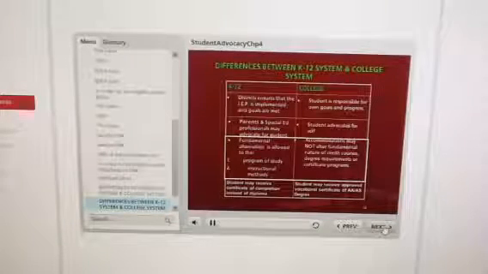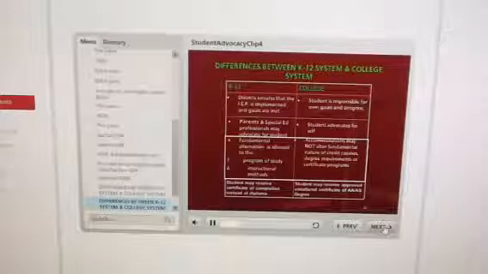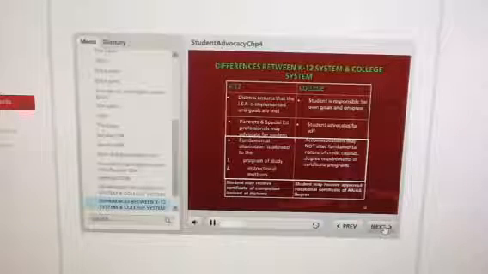Here are some more differences between the K-12 system and the college system. K-12, district ensures that the IEP is implemented and goals are met. In college, the student is responsible for their own goals and progress. K-12, parents and special education professionals may advocate for student. College, students advocate for themselves.